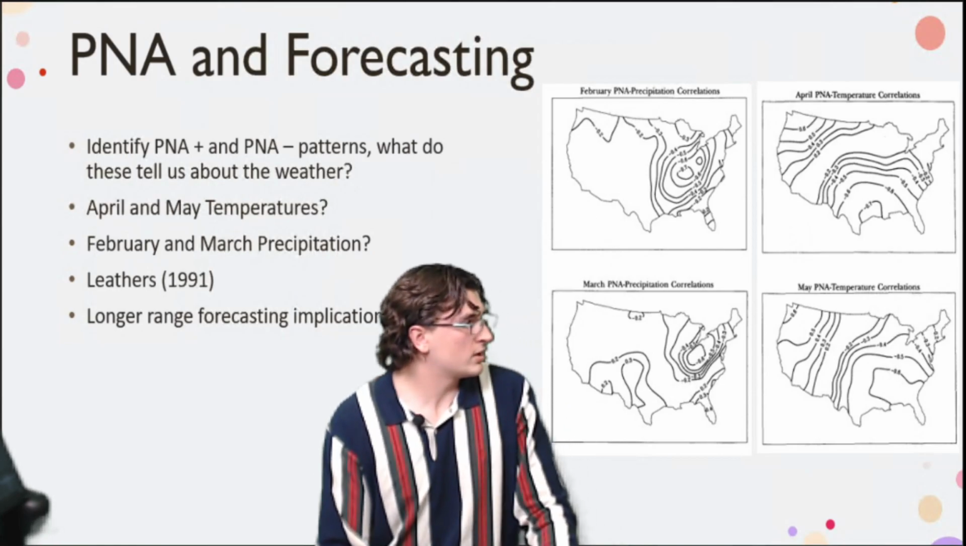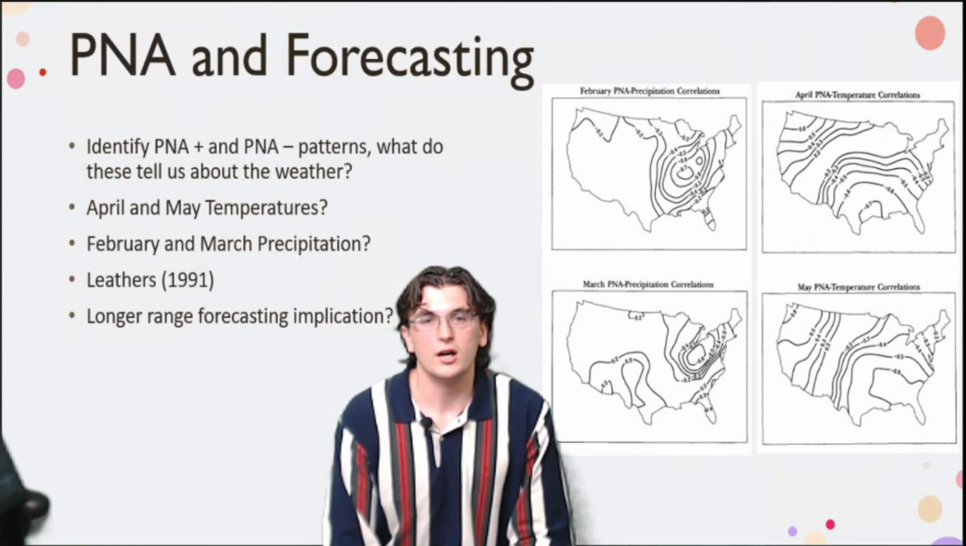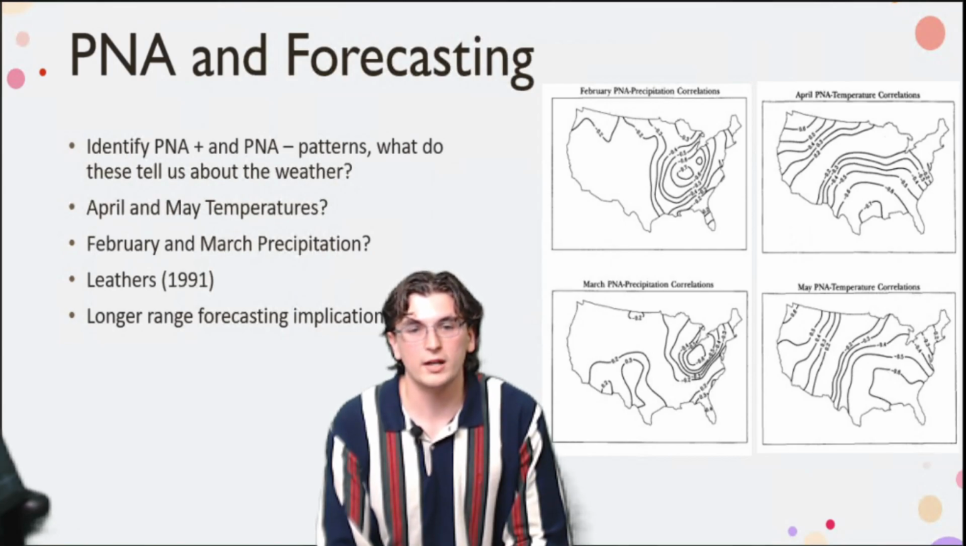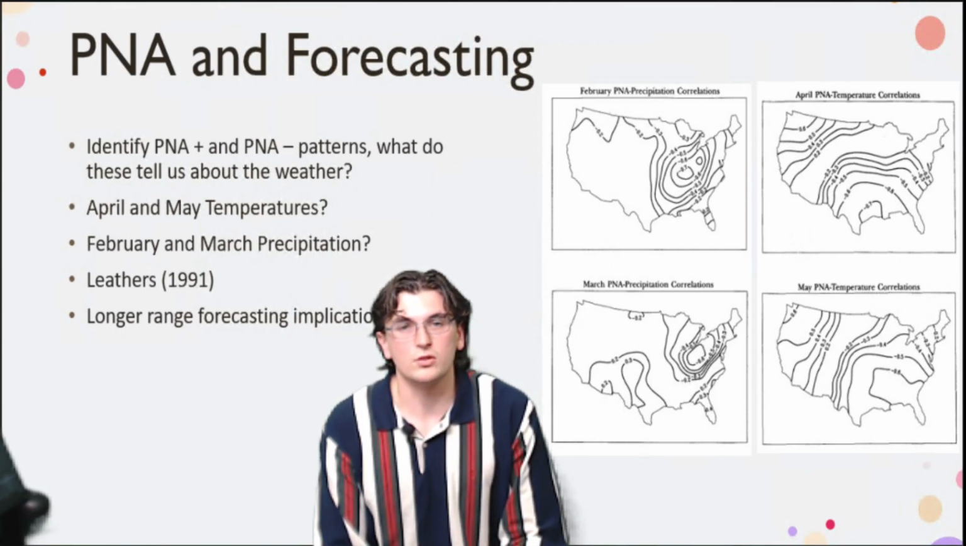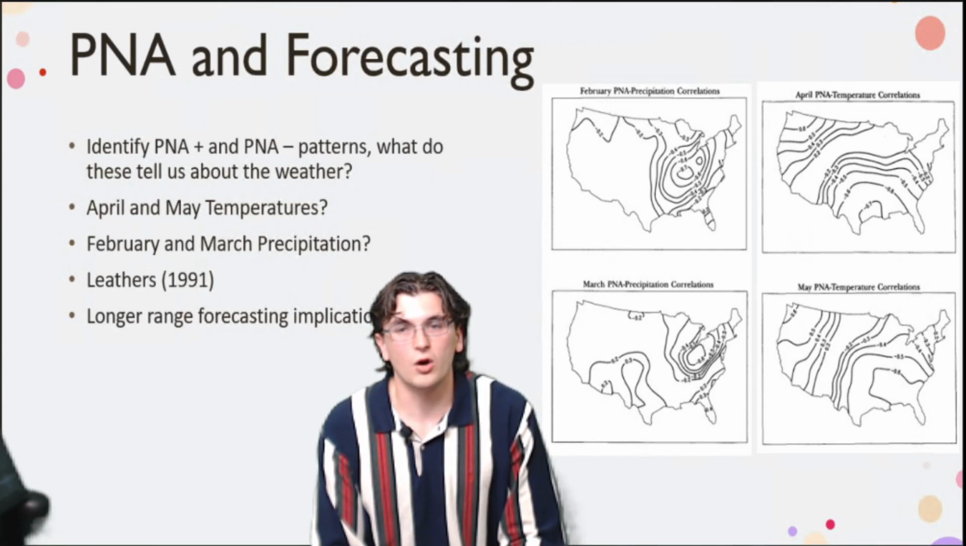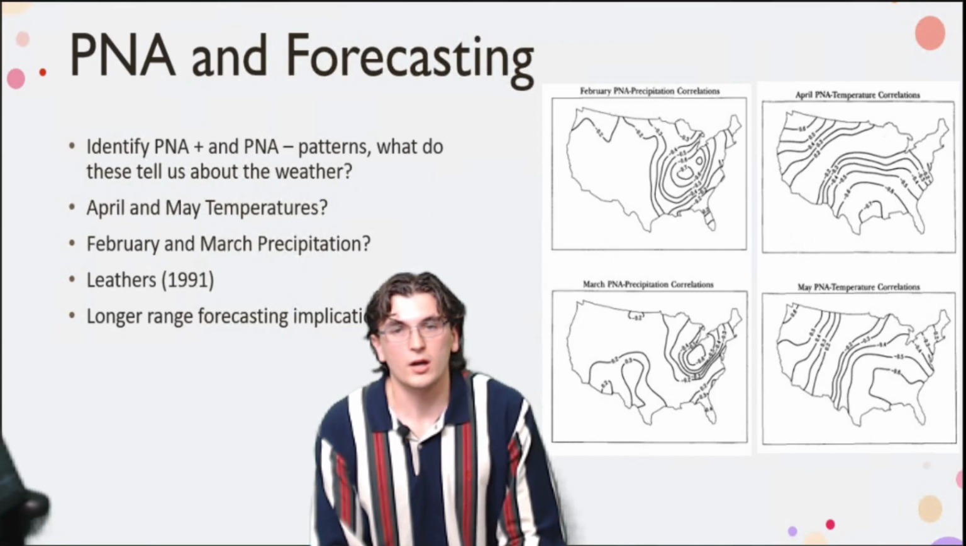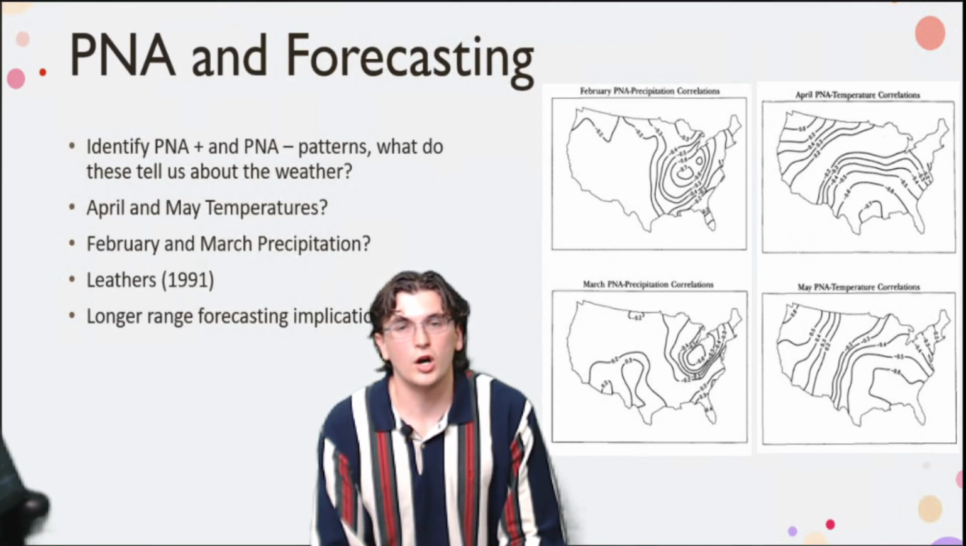And with longer range forecasting implications, that just comes from being able to recognize those patterns. And like I mentioned before, if model guidance is showing that we have a very prevalent Pacific North American pattern taking hold, then you can make changes to your long range forecast so that it better reflects the current state of the Pacific North American pattern.